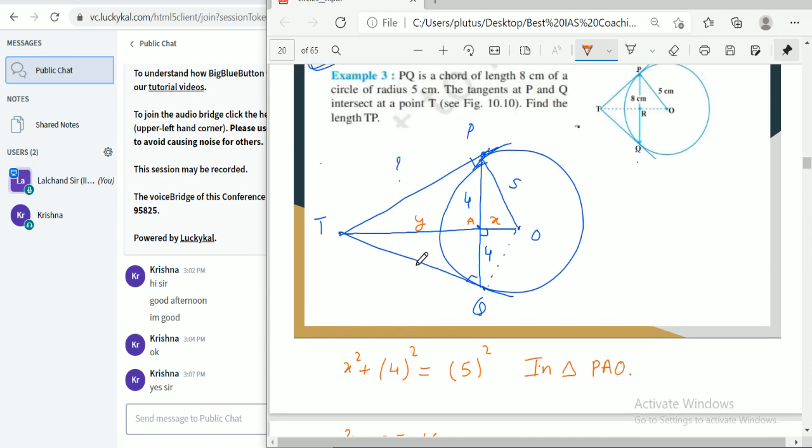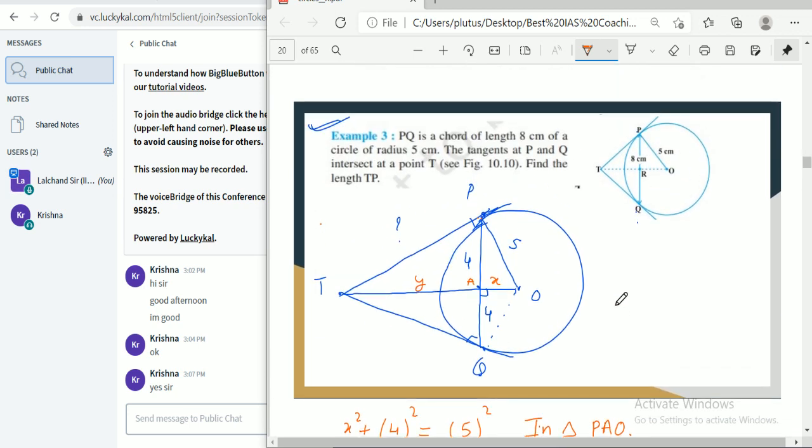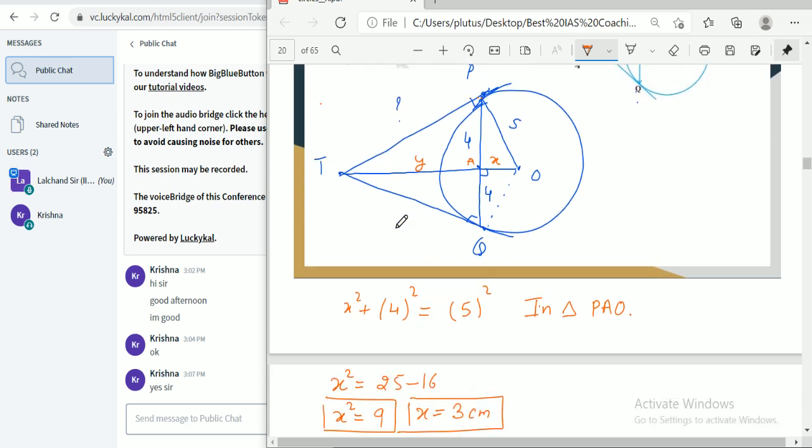Can you find the y value? No, we cannot find the y value, because this side is also unknown. So how can we solve this now? Now we are going to use trigonometry in this.